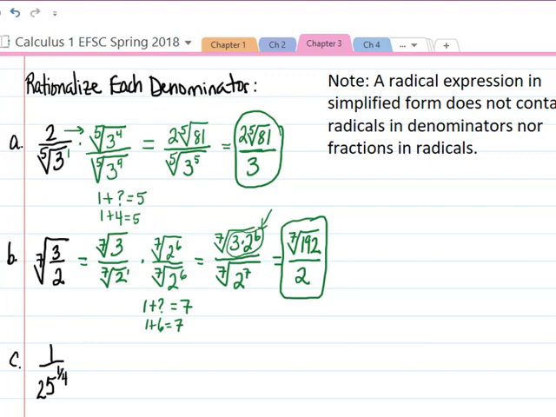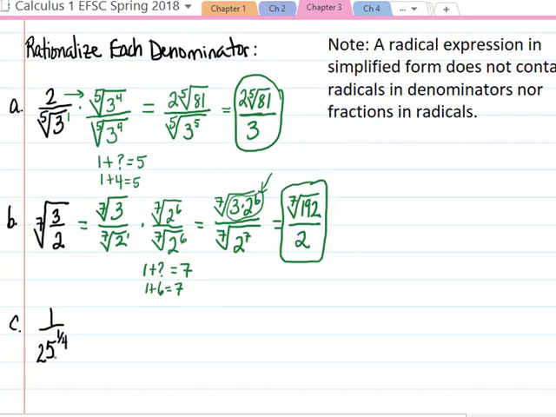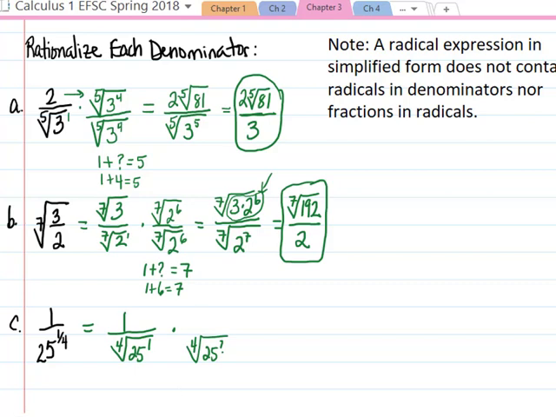And for this last one, we have 1 over 25 to the 1/4 power, which is really a radical written in a sneaky way, right? The 1/4 power is really the 4th root of 25 to the 1st. Now, you might think that we're going to want to multiply by the 4th root of 25 to some power. And you could do that, but you would be working with larger numbers than necessary.